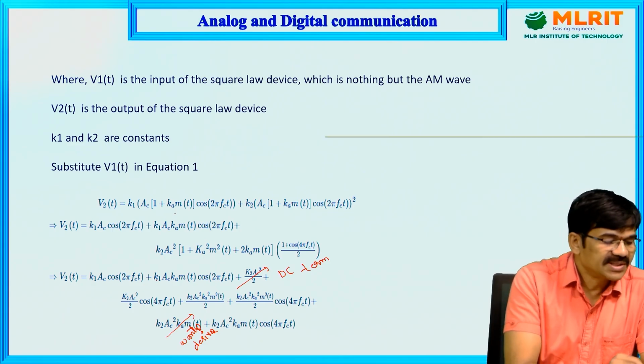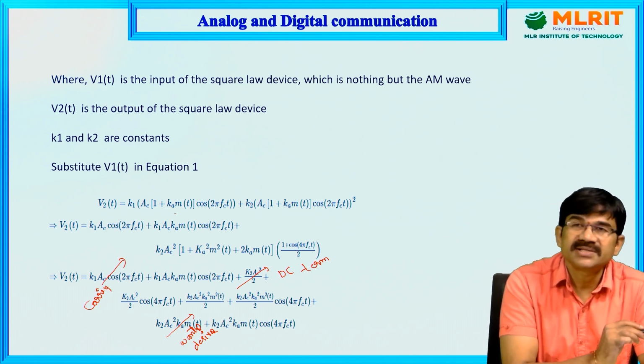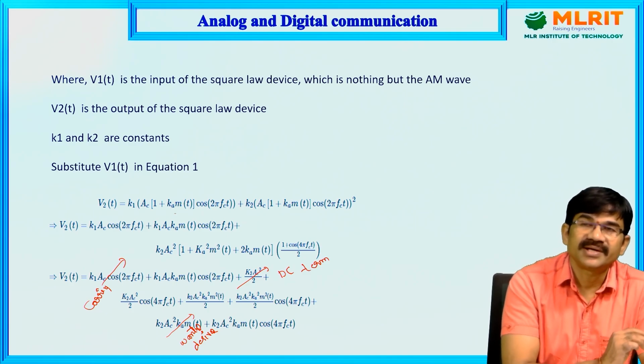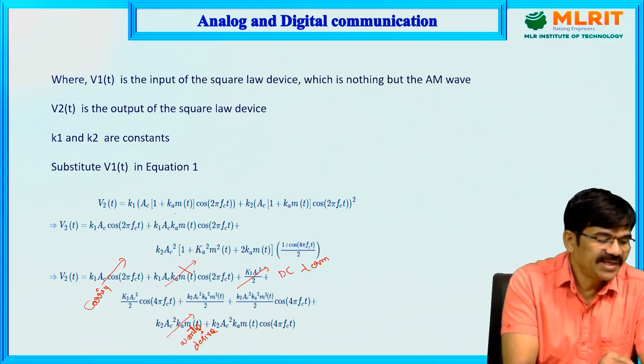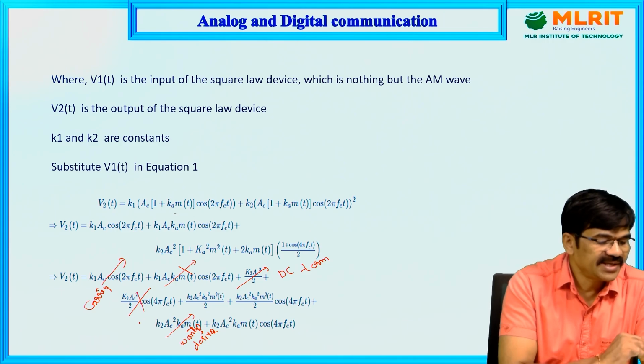This is containing only carrier. The carrier does not have any information. We only take the carrier for transmitting the information over a longer distance. Here the carrier is containing M of t, both signals are there, but we only want M of t. This term contains the carrier plus M of t. Here it is containing only the carrier signal.